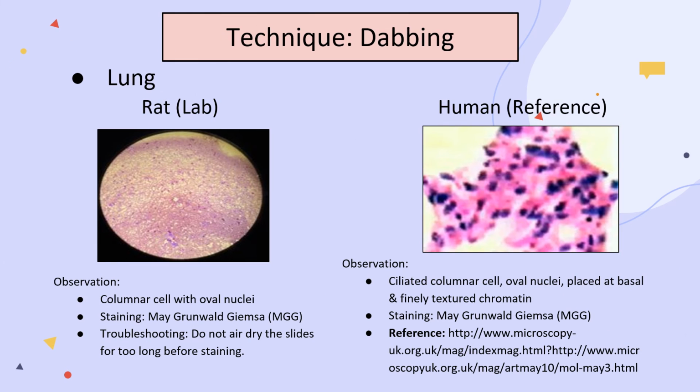Dabbing technique was used to observe lung cytomorphology, wherein the red-stained cells using MGG show presence of columnar cells with oval nuclei. Recommended troubleshooting is do not air dry the slides for too long before staining. The human reference of lung cytomorphology shows ciliated columnar cells, oval nuclei placed at basal, and finely textured chromatin.